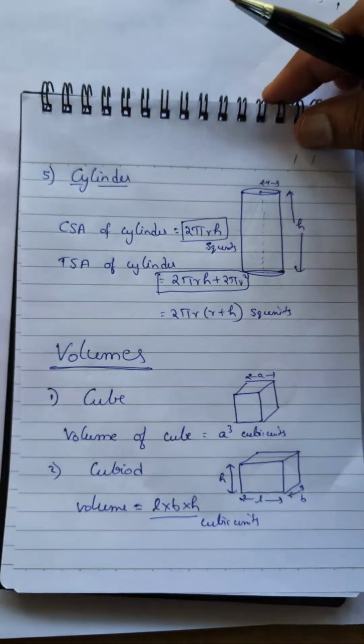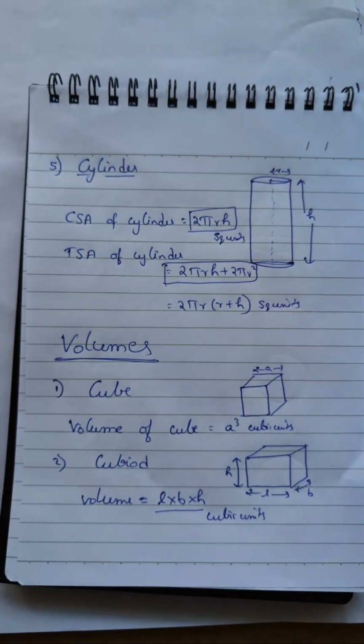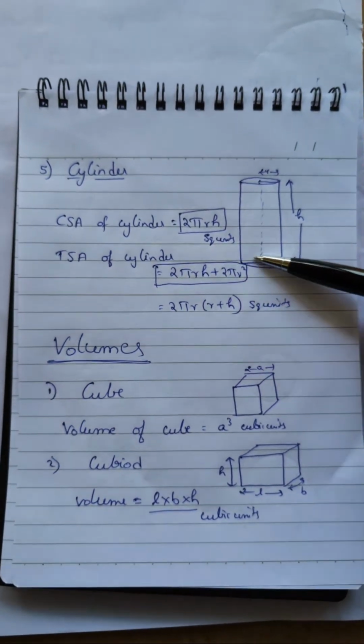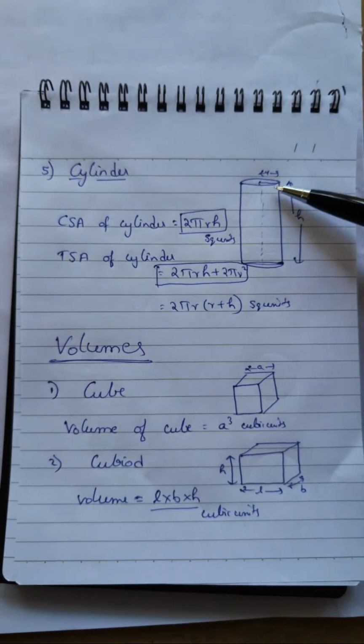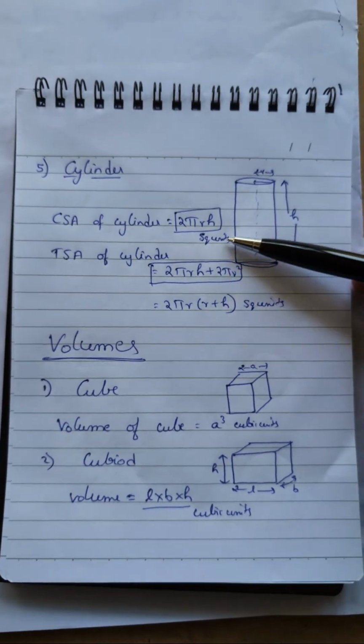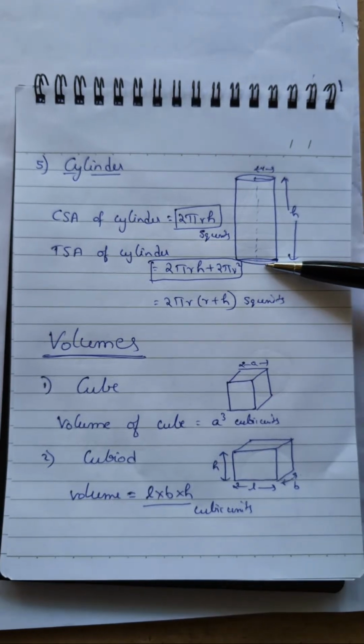Let's see another 3D shape, which is the cylinder. So total surface area of a cylinder, we can find it as the curved part plus 2 circles, top and bottom, that is 2 pi R h plus pi R square plus pi R square.